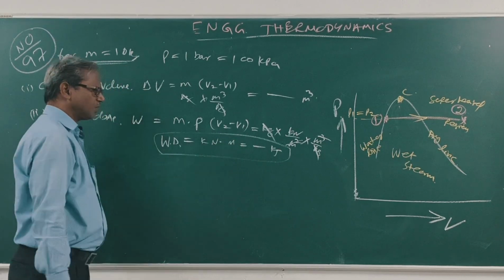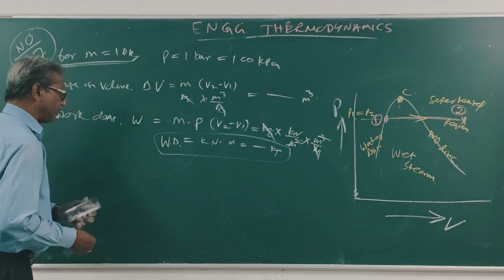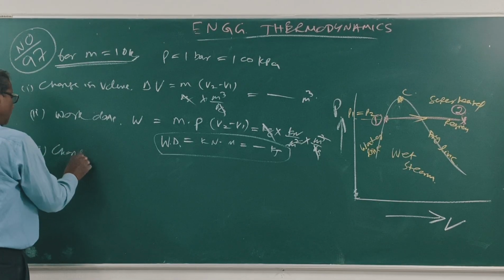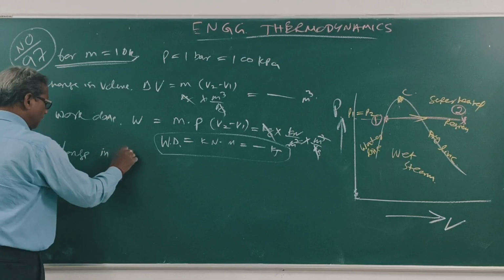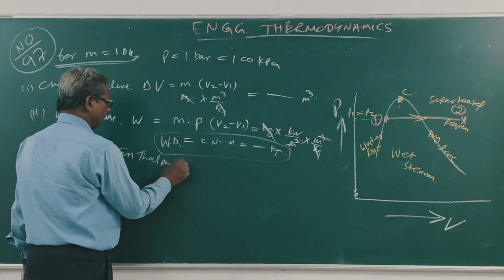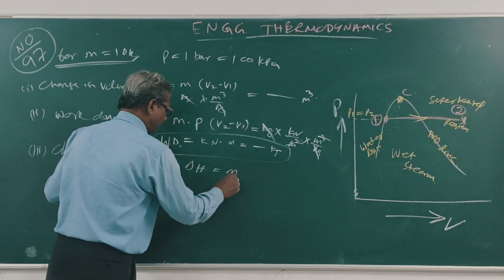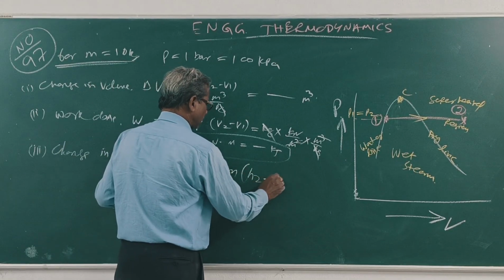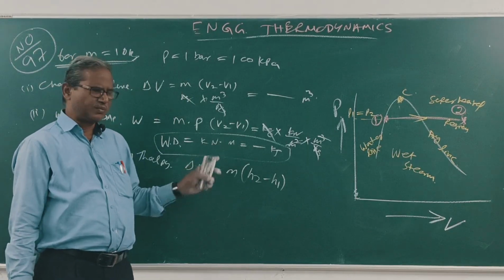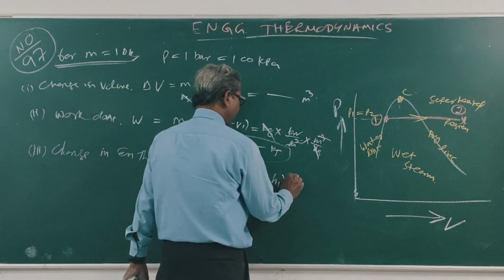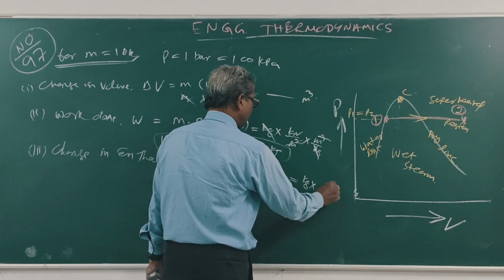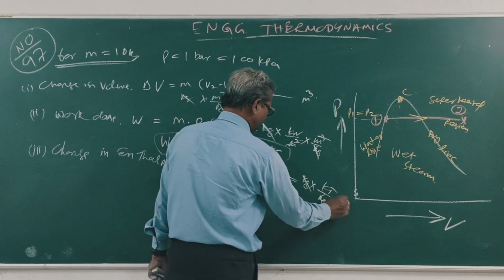Now, number 3, change in enthalpy. Delta H is equal to M into (H2 minus H1). Right? Change in enthalpy, delta H. M is in kg, H2 minus H1 is kilojoule per kg. The answer is in kilojoule.